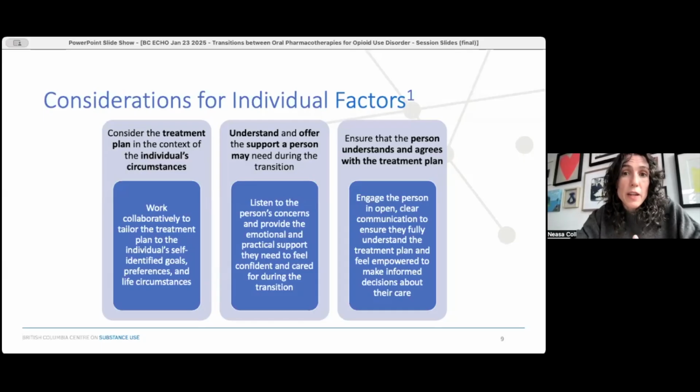Really be sure to understand and offer appropriate support, psychosocial as well as medical, that people might need during the transition. Ensure that their concerns are heard and validated, and ensure that the person actually understands and agrees with the treatment plan, as well as backup plans, your plan B and your plan C.